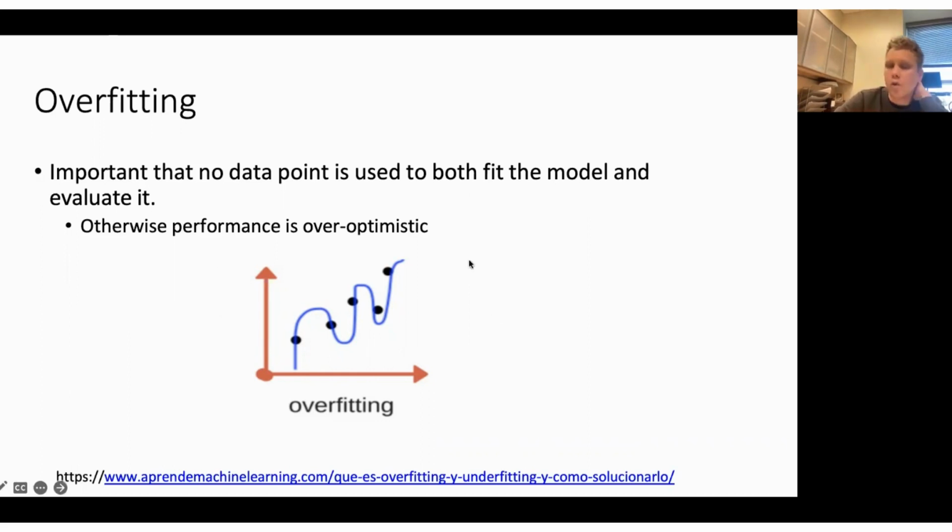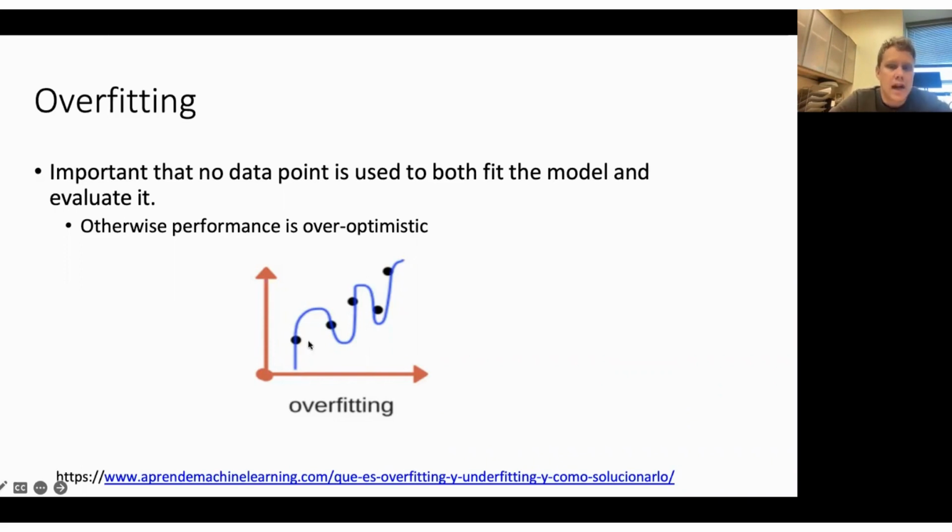One aspect of that comes to the concept of overfitting. So in this figure here, you have 5 data points indicated by these black dots, and then you have a prediction model for the expected value of the outcome conditional on the covariate, which is given by that blue line here.